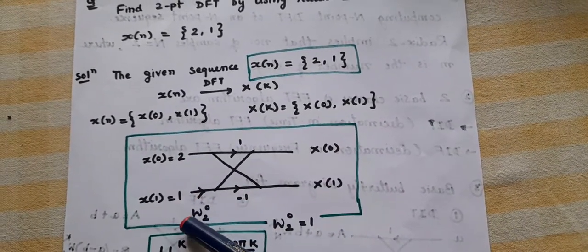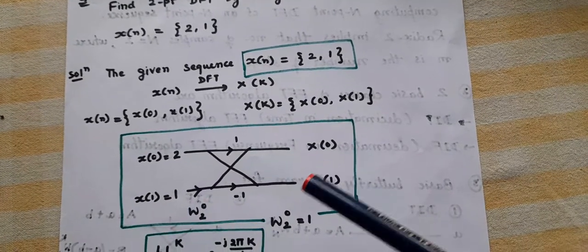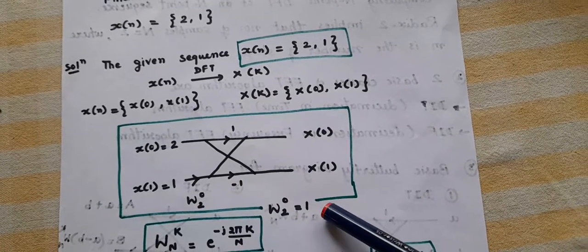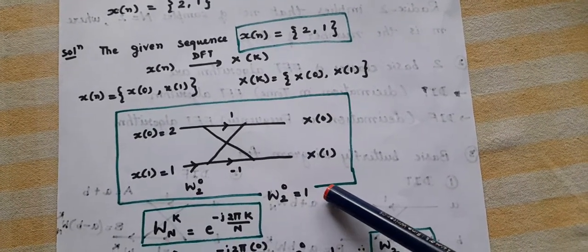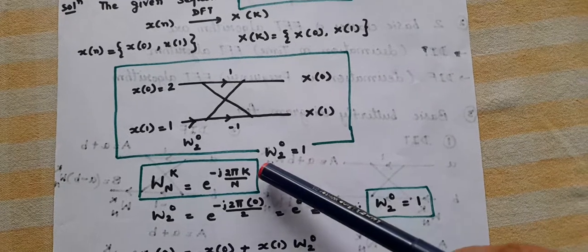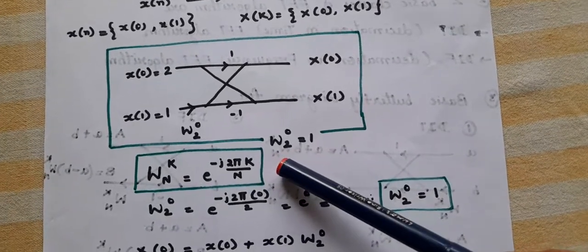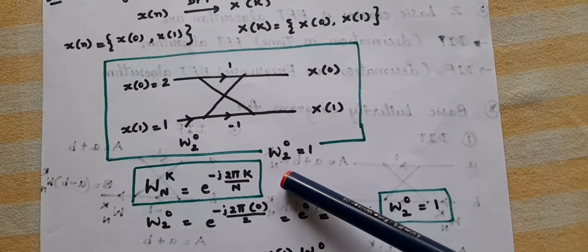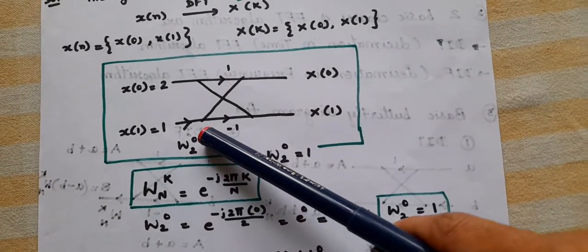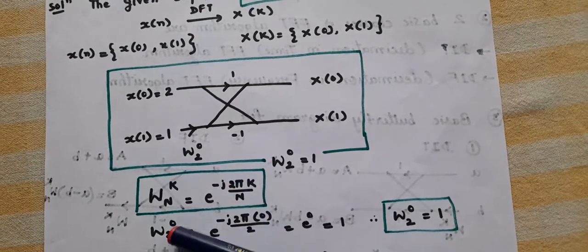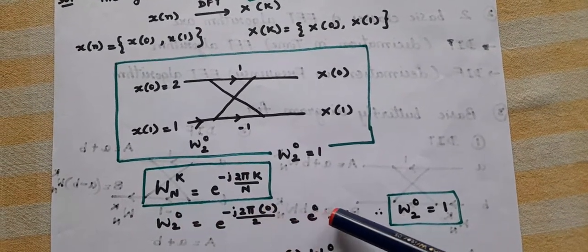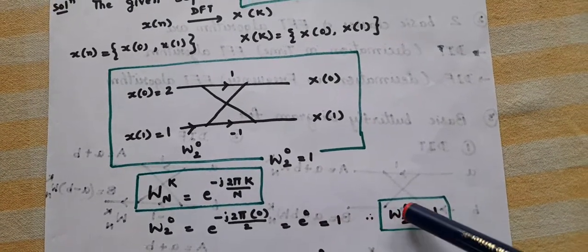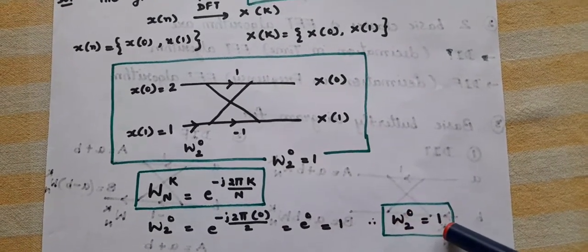First we have to know the given sequence, then the butterfly diagram, and then the input values. The third step is to compute the twiddle factor value. What is the twiddle factor here? W2 to the power 0. Its value is coming to be 1. So, how is it computed? Based on the formula of the twiddle factor, Wn to the power k is equal to e to the power minus j 2 pi k by capital N. What is the k value here? 0. N value is 2. So, W2 to the power 0 is e to the power 0, whose value is 1. So, W2 to the power 0 is equal to 1.